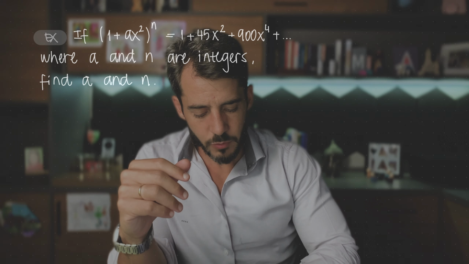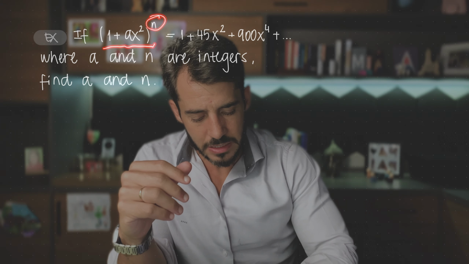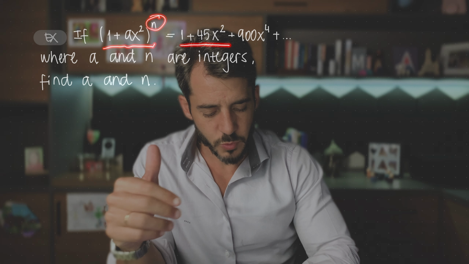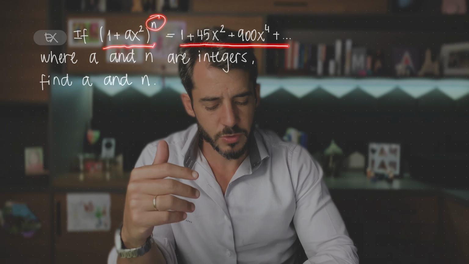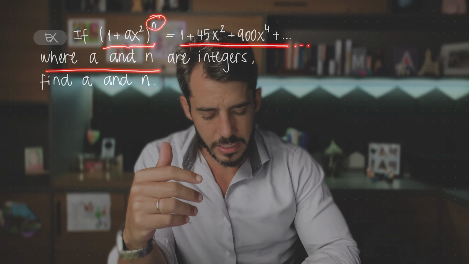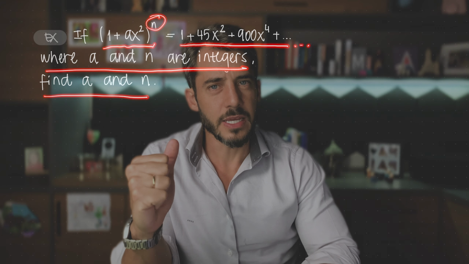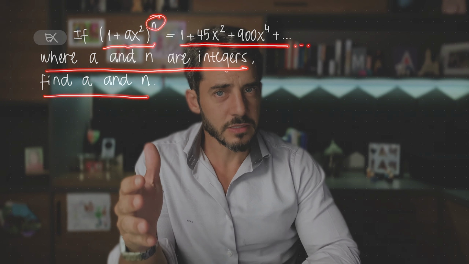Now, provided that (1 + ax²)ⁿ is equal to 1 + 45x² + 900x⁴, and so on and so forth, where a and n are integers, we need to find a and n.